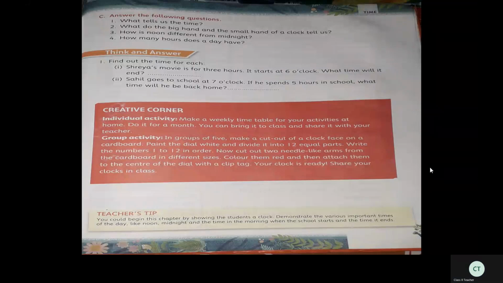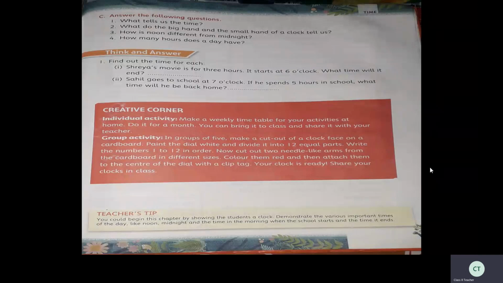The next. Sahil goes to school at 7 o'clock. If he spends 5 hours in school, what time will he be back home? He goes to school at 7 o'clock and spends 5 hours at school. We should add 5 hours to 7 o'clock. So 7 plus 1, 8. 7 plus 2, 9. 7 plus 3, 10. 7 plus 4, 11. 7 plus 5, 12. So he will be back home at 12 o'clock.